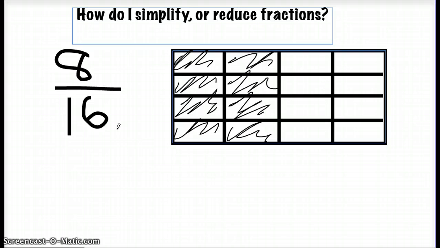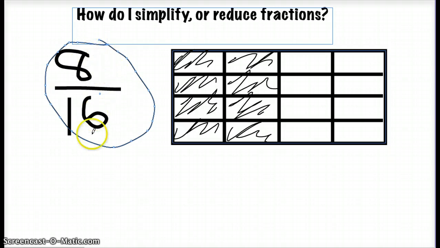When a fraction is in simplest form, this means the numerator and denominator have only one as a common factor. And from what we know about factors, factors are numbers that can be multiplied by another number to get a product. So when I look at this fraction, 8/16, what are some common factors that they have? Well, I know that 8 is a factor of 16. So I'm going to start by dividing the top and the bottom number by 8.